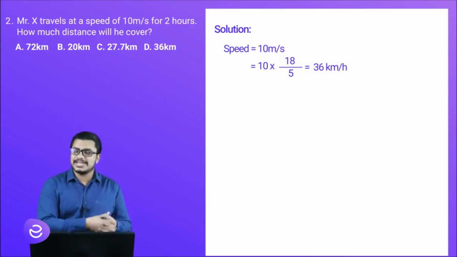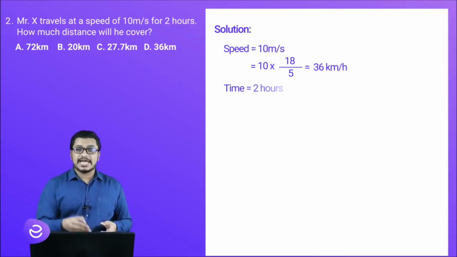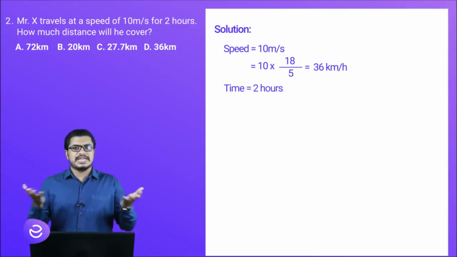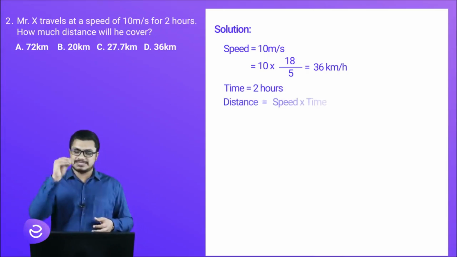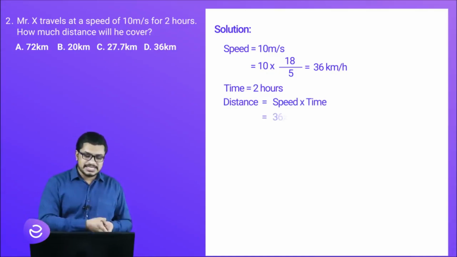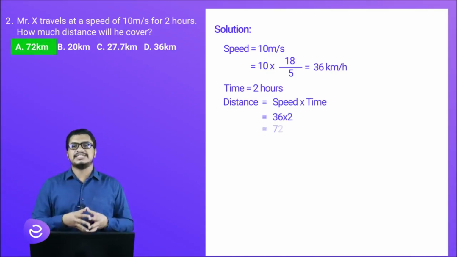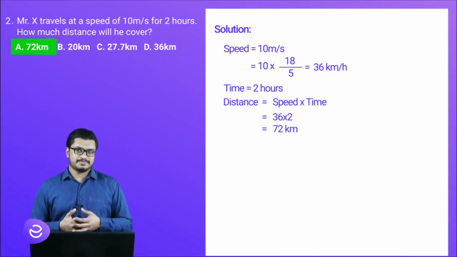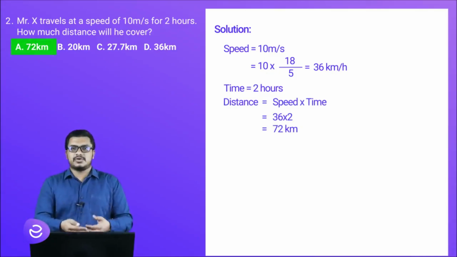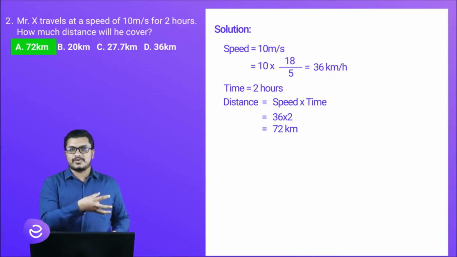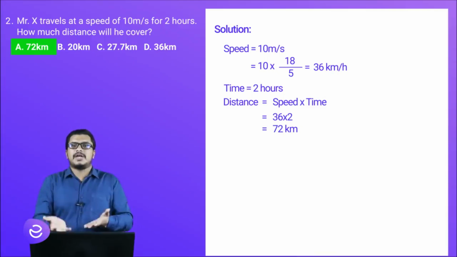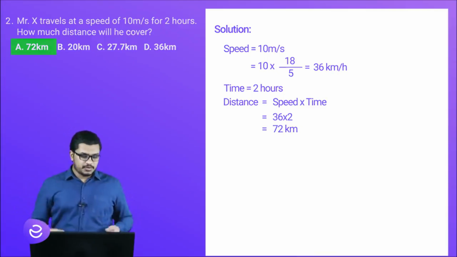Now we have the speed in kilometer per hour and we have the time as 2 hours. Now we can easily find the distance. Distance equals speed into time, which is 36 into 2, and we get 72 kilometer. So it was not a very straightforward question. We had to convert it, but after converting it, it became a very easy question.